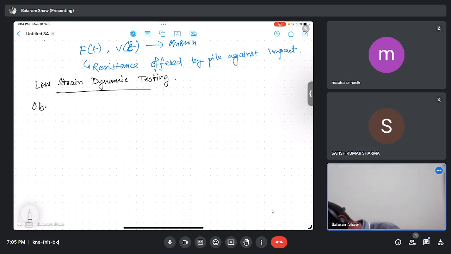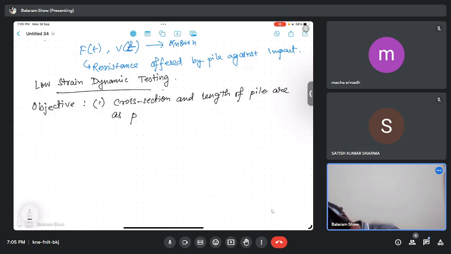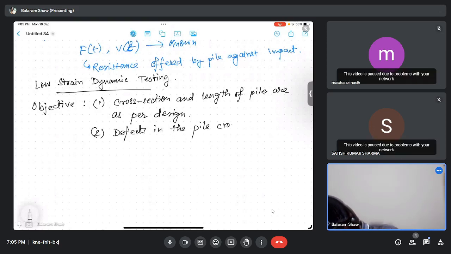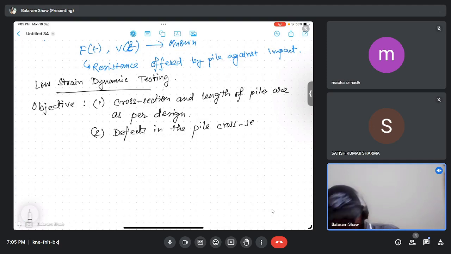So the objectives for the low strain dynamic testing are: number one, whether the cross section and the length of the pile are as per design or not. Okay. And other than that, if there are any defects in the pile cross section, that also we can get through this kind of low strain dynamic testing. So the defects can be necking.